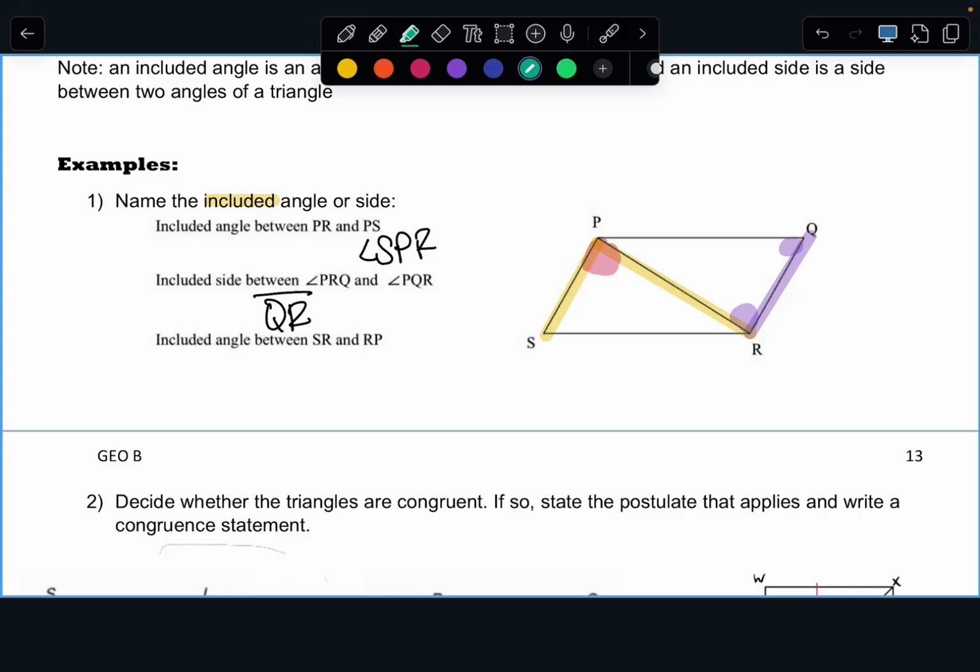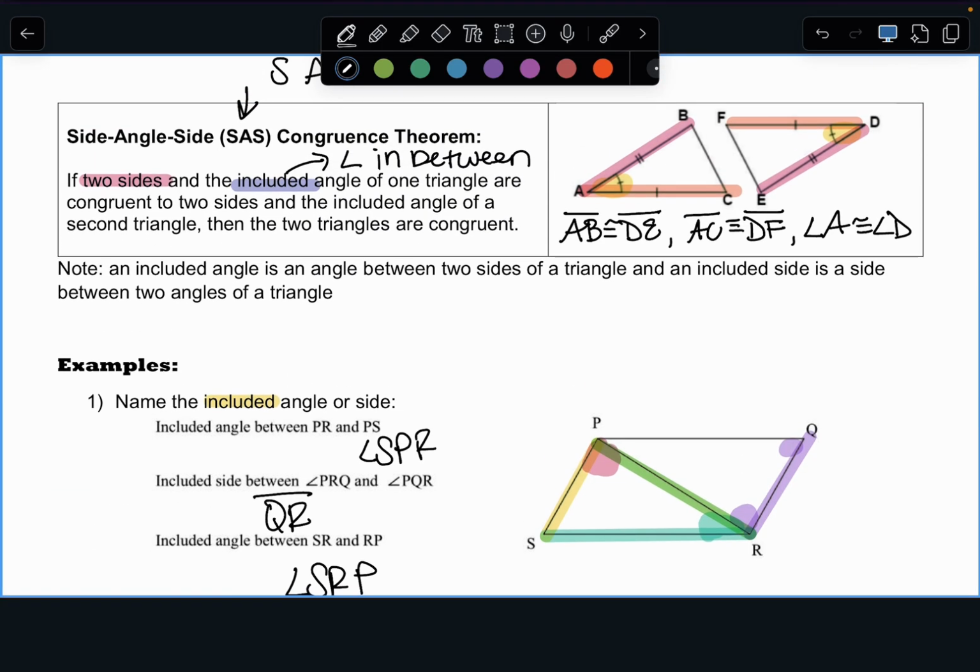And our very last one, the included angle between SR, here's SR, the green one, and RP. What do we think? If I start here and I trace it out, say the letters with me. SRP. It's this angle right in there. The key here is that if this angle is not included, meaning if instead of that yellow angle being congruent, we had this angle up here and congruent to this angle, it wouldn't work. It has to be the angle in between your 2 sides.